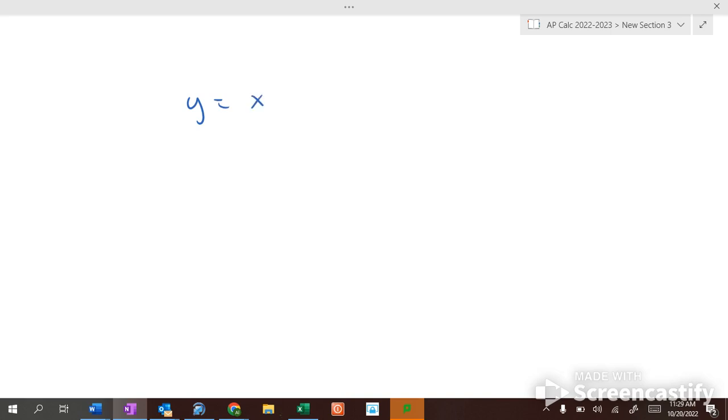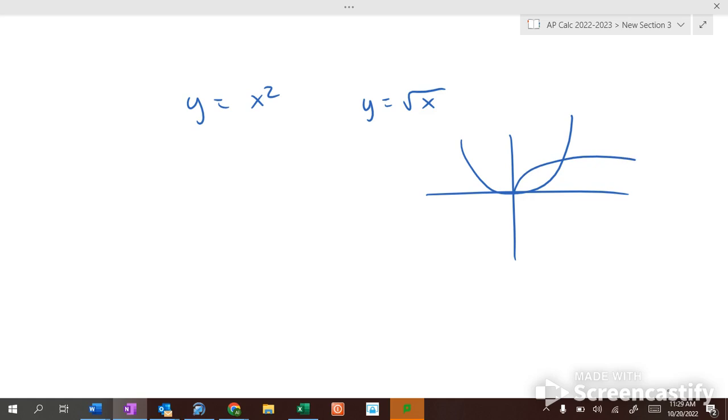y equals x squared and y equals the square root of x are inverse functions. Okay, y equals x squared looks like this. y equals the square root of x looks like this. So they cross this magic line of x equals y. There should be the mirror image around that.